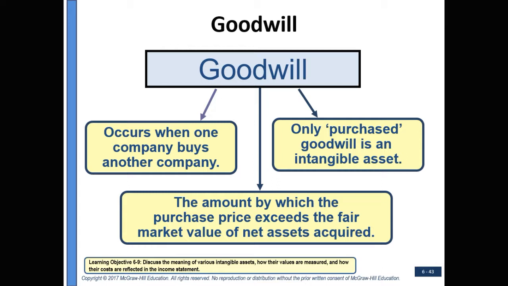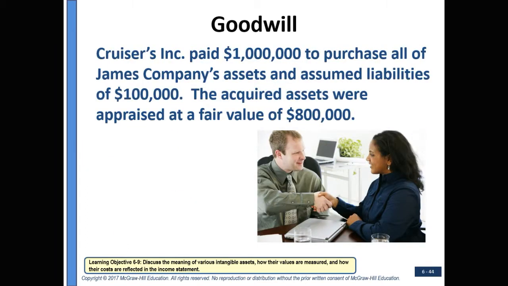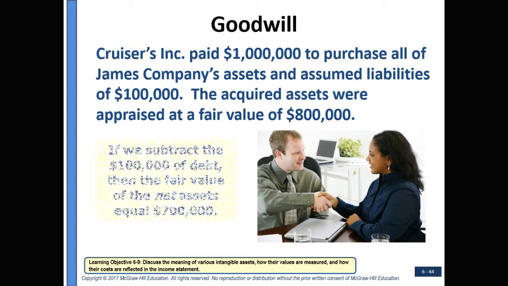So let's take a look at that real quick. Using Cruisers Incorporated, who paid $1 million to purchase all of James' company's assets and assumed liabilities of $100,000. The acquired assets were appraised at a fair value of $800,000. If we subtract the $100,000 of debt that was assumed, the fair value of the net assets equals $700,000.